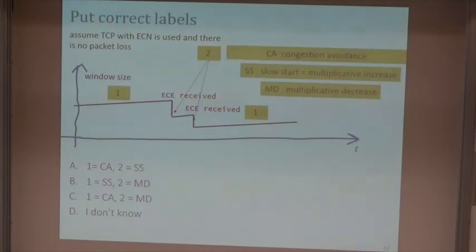Quick recap question. Can you put the labels on the different phases of this packet trace? I close the poll in 5 seconds.